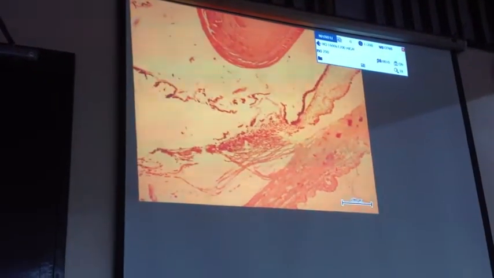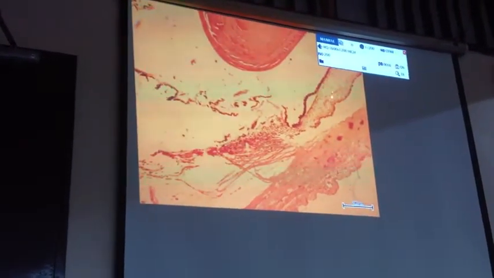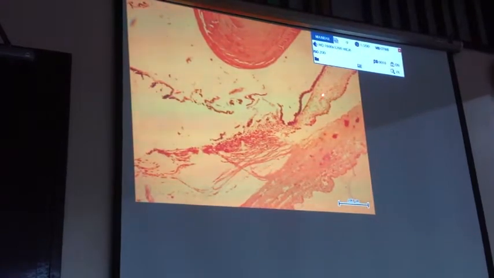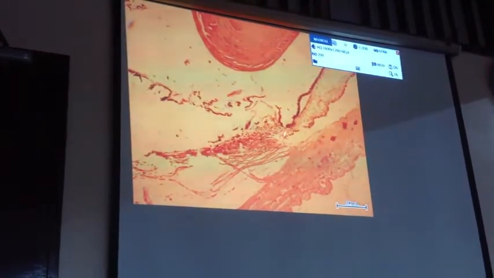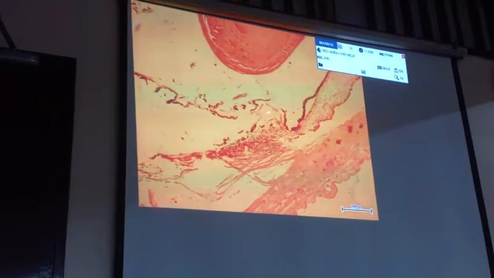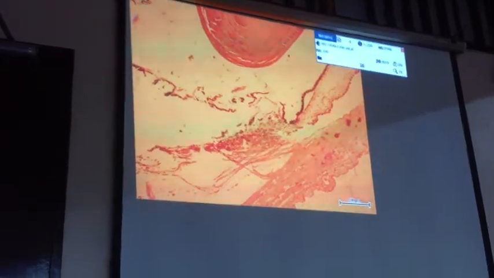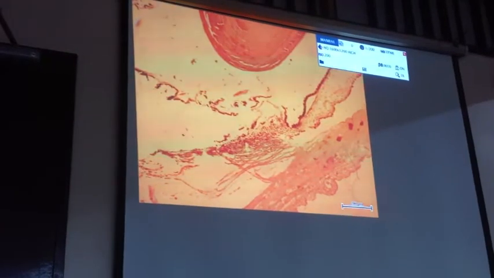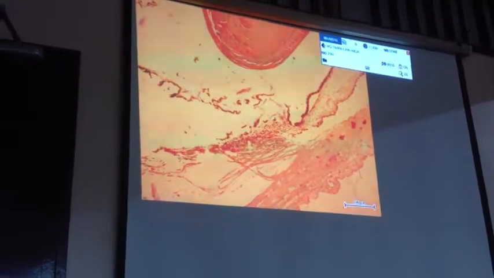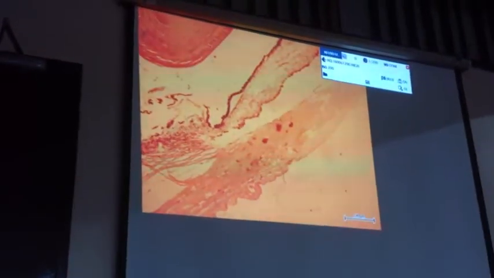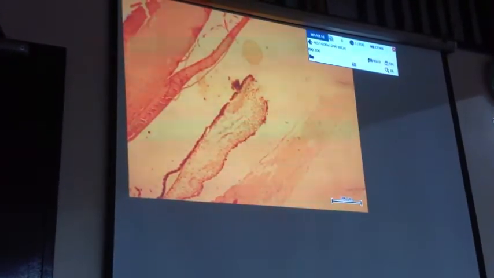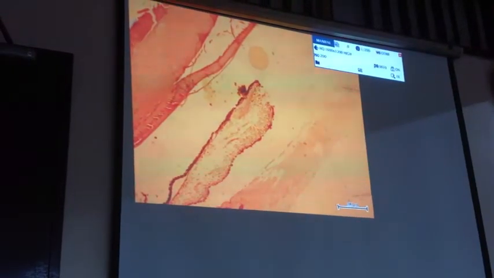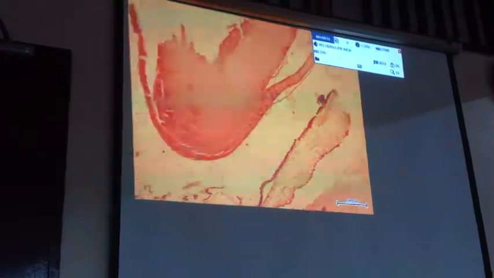Now, identify the structure pointed. Iris. The iris is resting on a protrusion. What is the specific name of that? The ciliary body. What are the muscles present in the ciliary body? Ciliary muscles. What are the actions of the muscles present in the iris? Dilator and constrictor.